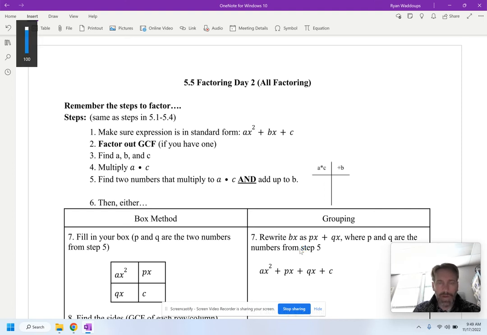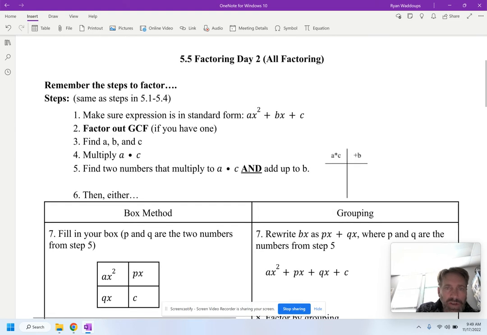Hi, welcome. This is second day on factoring. We're factoring quadratics. We're going to learn some new factoring strategies, but we're also going to practice what we learned in the last lesson. So remember the steps to factor trinomials.